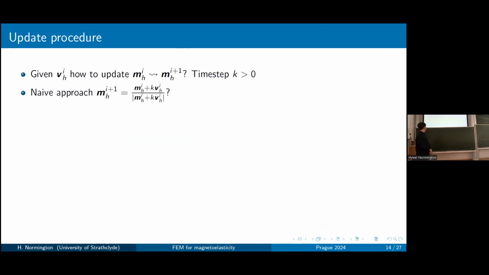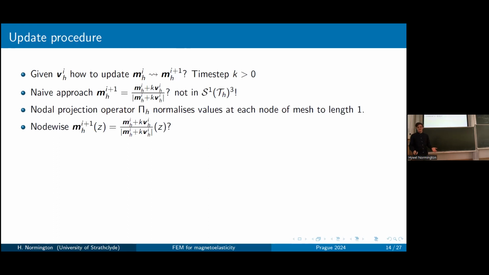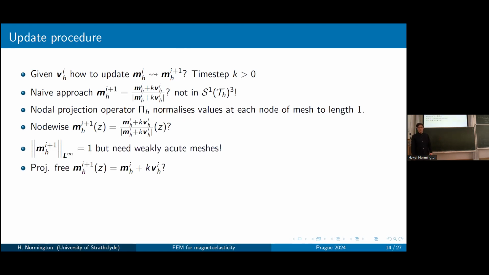The simplest approach would be to just take your finite element approximation, add on the update term, and then divide by the size of it. Now it's going to have unit length anyway. That would be nice, but this is definitely not going to be in the finite element space, so this would be pointless. The nodal projection pi h offers a different approach. Rather than doing this normalization everywhere, you simply do it at each node. And this is good. Now we have the norm of m being equal to 1 at the nodes.